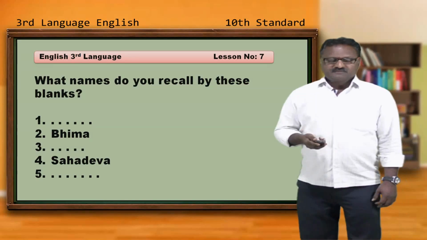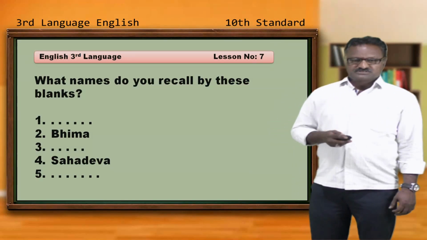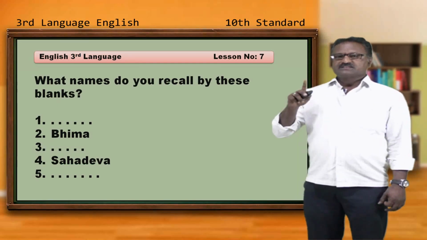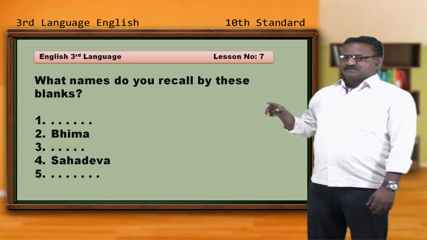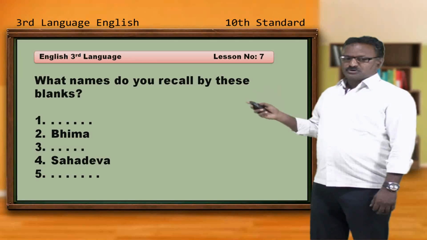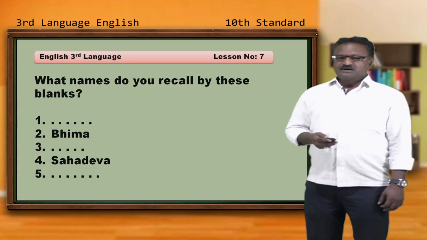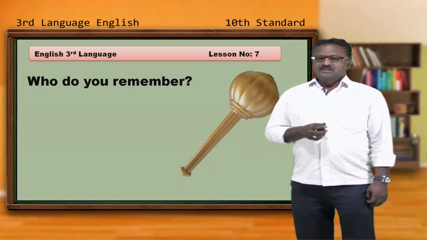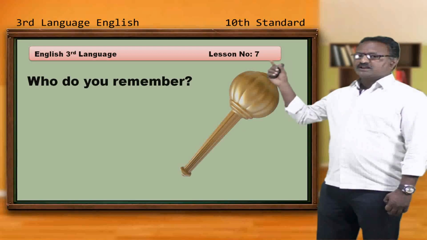See, the first one is Yudhishthira, the second blank is already given, that is Bhima, the third blank is Arjuna, the fourth one is Sahadeva, and the fifth one is Nakula. Dear children, we shall go into another activity here.